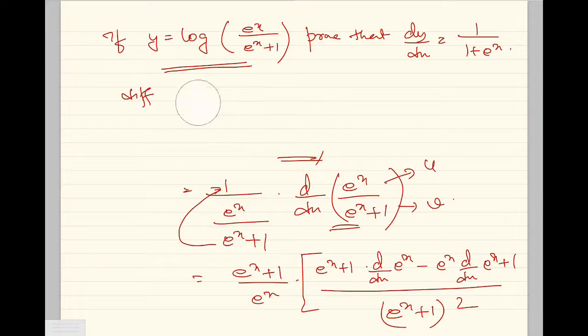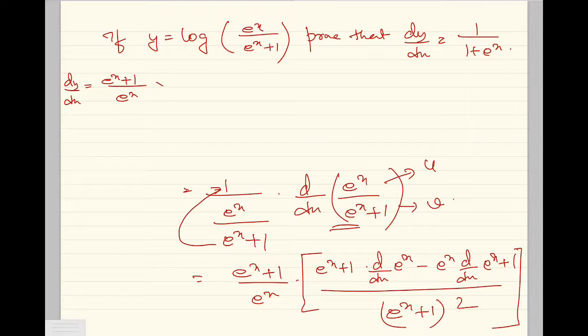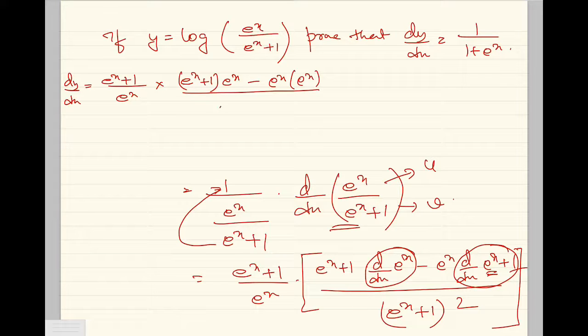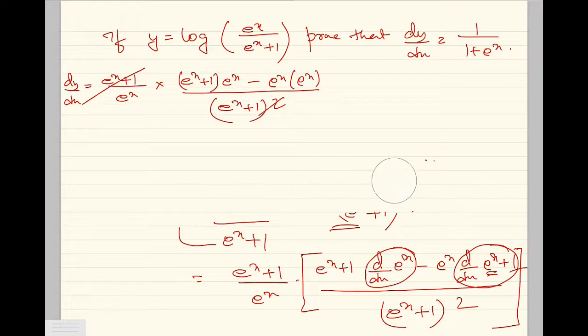Okay, let me rub this now. Okay, now that gives me e^x plus 1 divided by e^x, that's by the way dy by dx, into, what is d/dx of e^x? That's normal e^x, so I'll get e^x plus 1 into e^x. Okay, and what is d/dx of e^x plus 1? d/dx of e^x is e^x, and d/dx of 1 is 0. So that's also e^x, e^x into e^x. Correct, everyone? Divided by e^x plus 1 whole square. One e^x plus 1 gets cancelled.